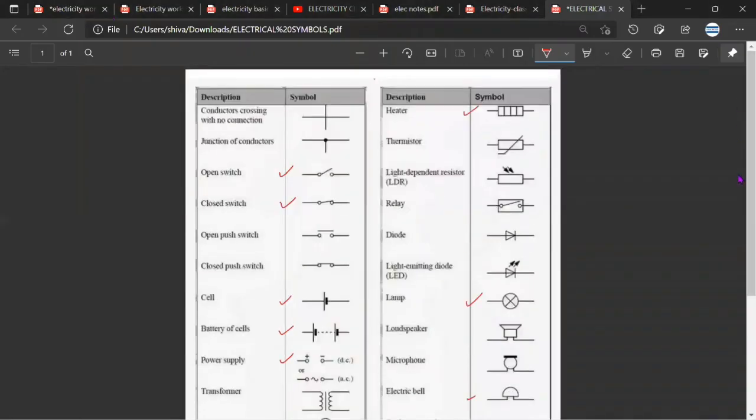So Satya, these are the symbols that you will usually see in your iGCSE syllabus. Now these are the commonly used symbols. This is an open switch. This is a closed switch. Mr. Satya, any doubt? No, sir.